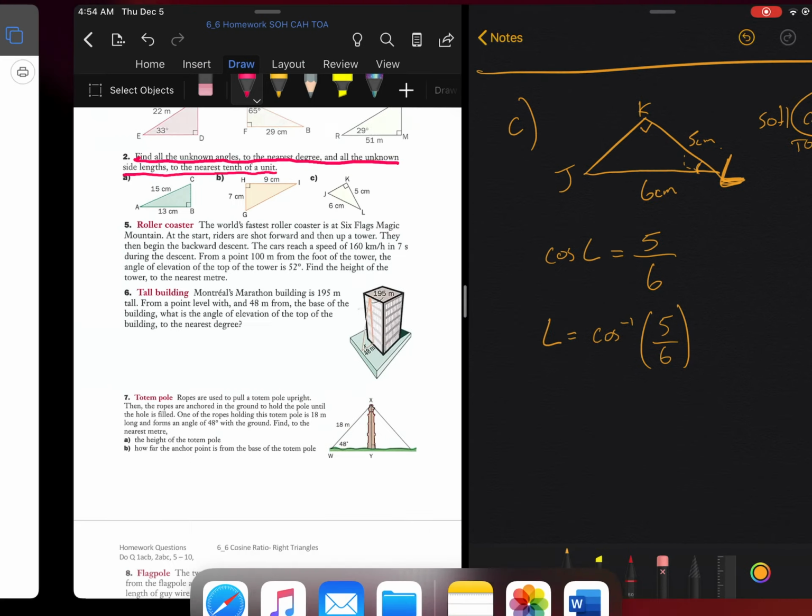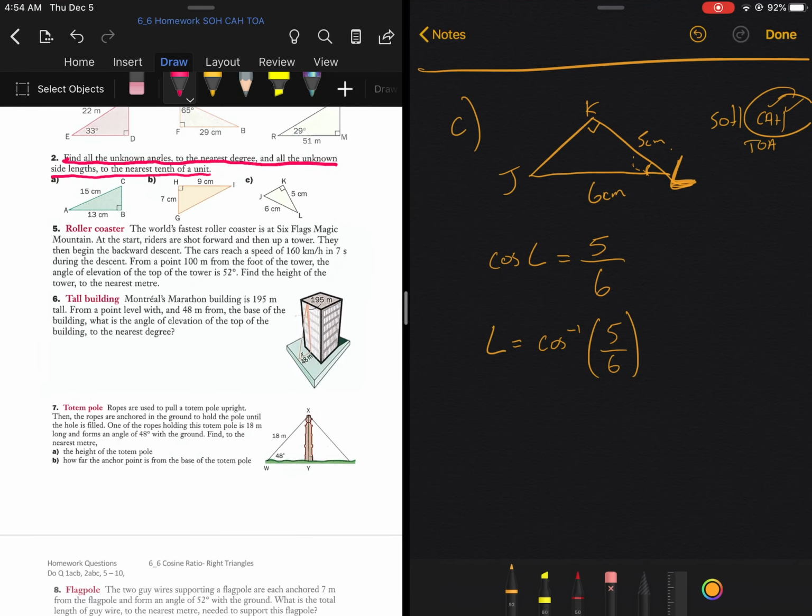33.5 and change, right? 33.55. Let's just call it 34. L equals 34. So that's 34 degrees, which would make this 56 degrees. And this side is just going to equal, let's just pick any angle. So 56 degrees. Let's look at this.